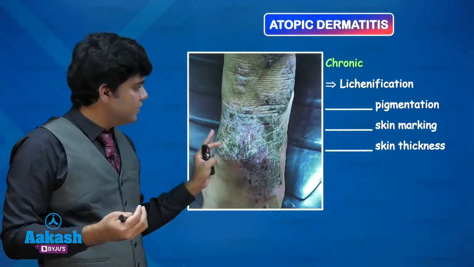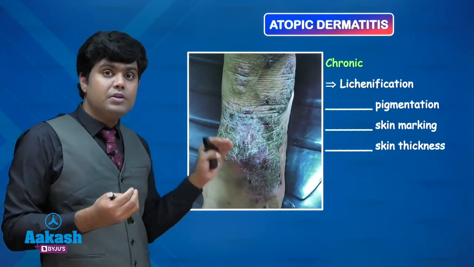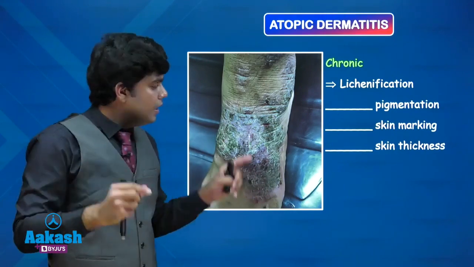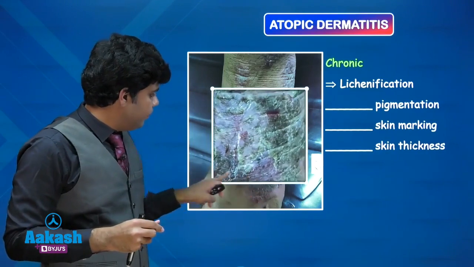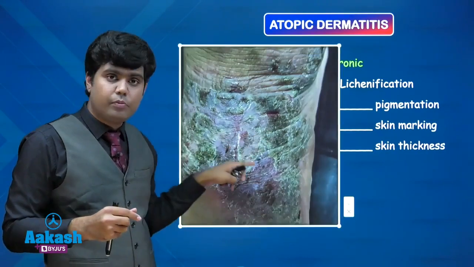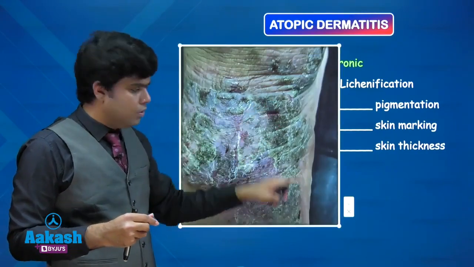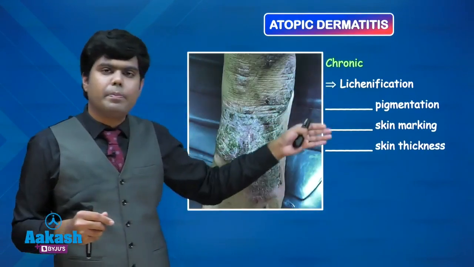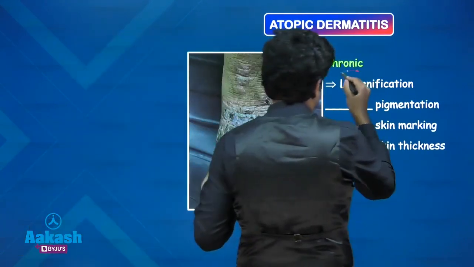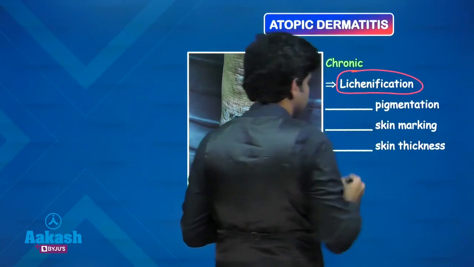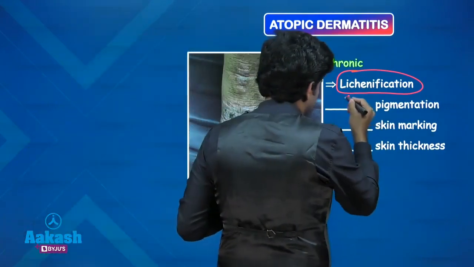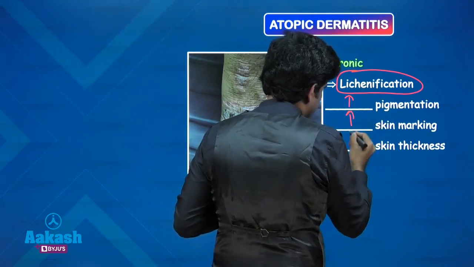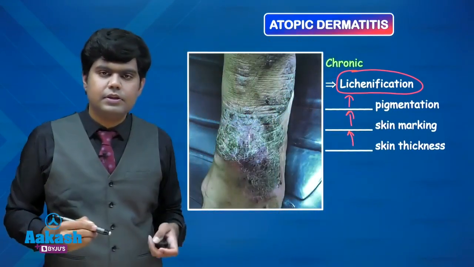You can see the skin is darker as compared to normal. The thickness of the skin also has increased. Along with that, the skin markings are quite prominent, isn't it? The skin markings are prominent as compared to normal. So this triad comprises your lichenification. It's a form of chronic eczema or chronic dermatitis where you see increased pigmentation, increased skin marking and increased thickness.